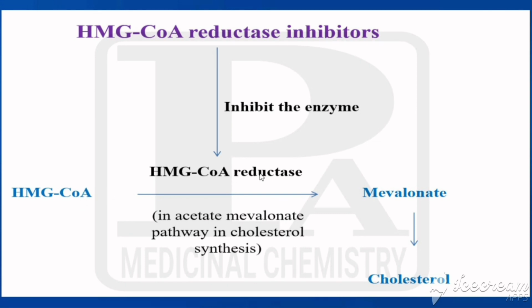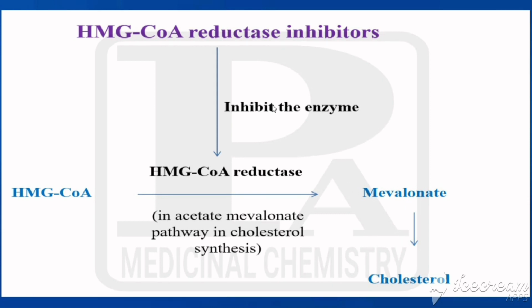The HMG-CoA reductase enzyme converts HMG-CoA into mevalonate, that is, it reduces HMG-CoA to mevalonate. Many steps would be there in between, and that would finally be converted to cholesterol. So what is the name of the pathway? That is called the acetate mevalonate pathway, or mevalonate pathway, or isoprenoid pathway, or HMG-CoA reductase pathway. By using that pathway, HMG-CoA would be reduced by means of HMG-CoA reductase to finally mevalonate, and that would be converted to cholesterol at the last.